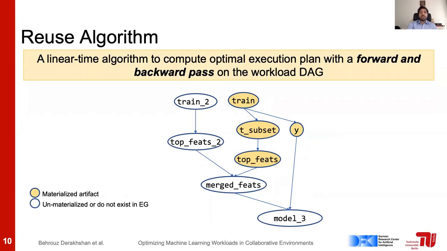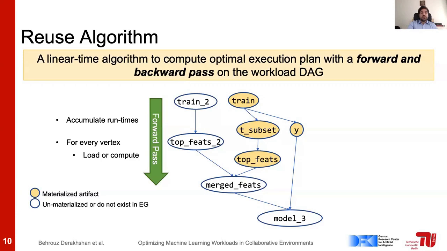Our solution is a linear time algorithm that computes the optimal execution plan with a forward and a backward pass on the workload DAG. For example, here, let's assume we have a workload that has two source data sets. We have train and train two. We perform a set of operations, we merge them, and we train a machine learning model on it. The yellow artifacts are the ones that are already materialized inside the experiment graph.